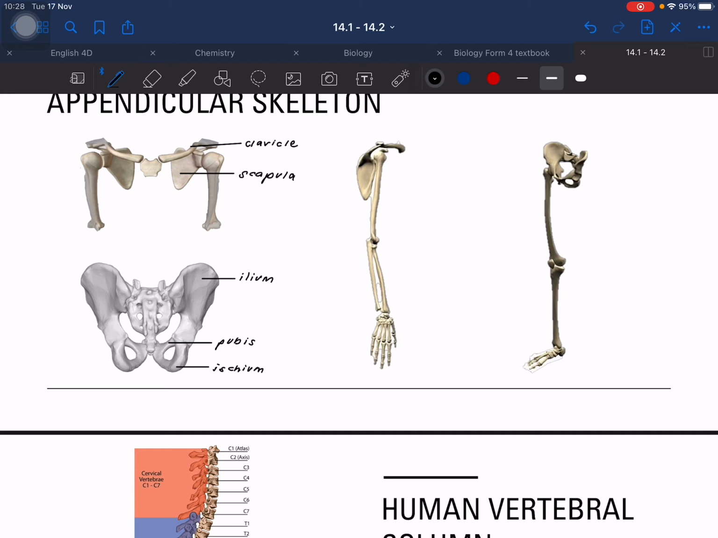So that's your pelvic girdle, we'll move on to the upper limb. So the upper limb, you have your humerus.